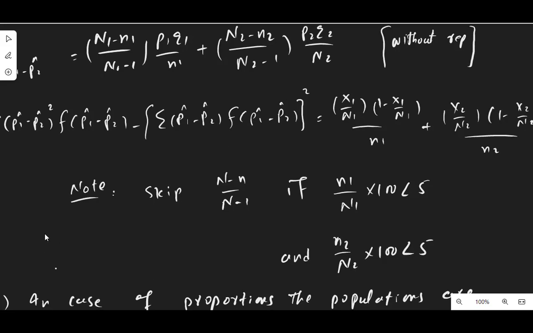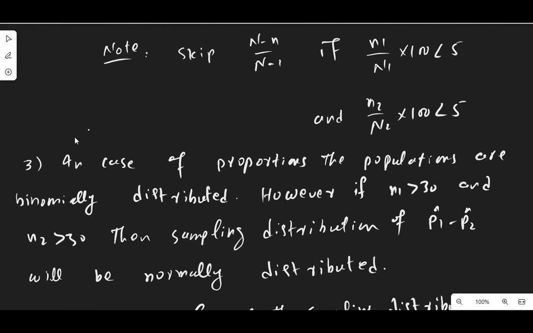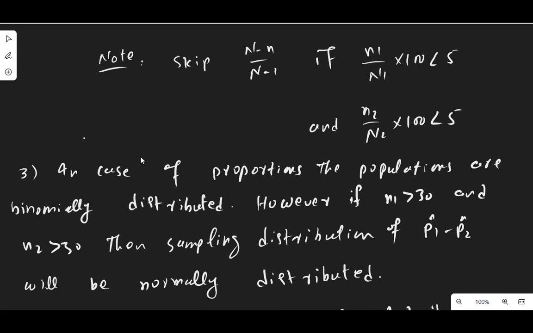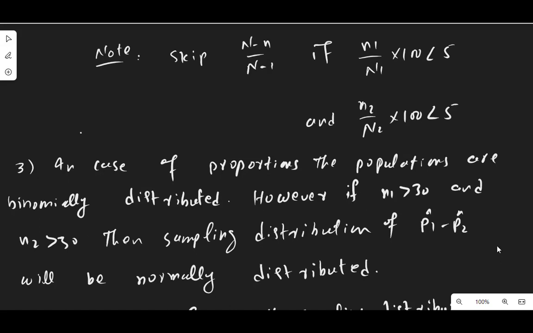Alright, the third property is that in case of proportions, the populations are normally binomially distributed. However, if the sample sizes are greater than 30, then the sampling distribution of P1 hat minus P2 hat will be normally distributed, and this is nothing else, this is the central limit theorem.